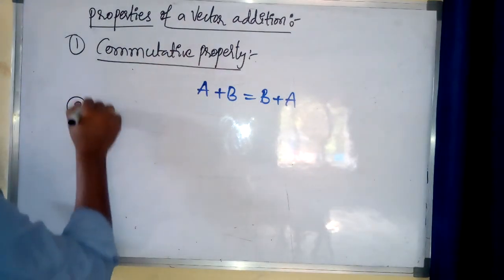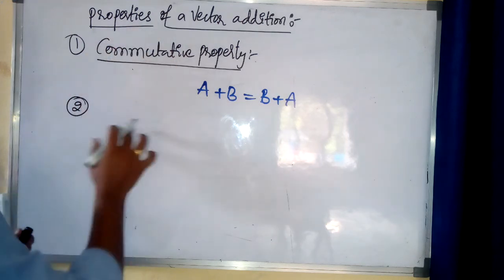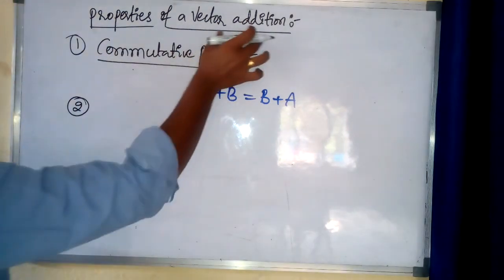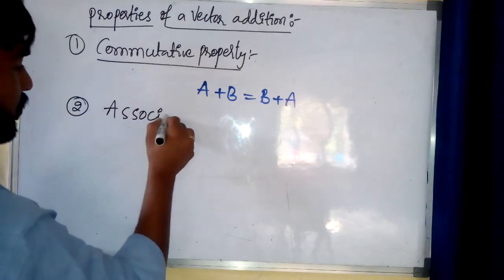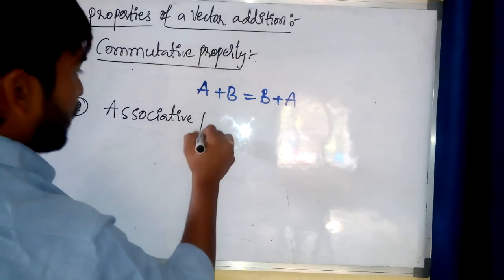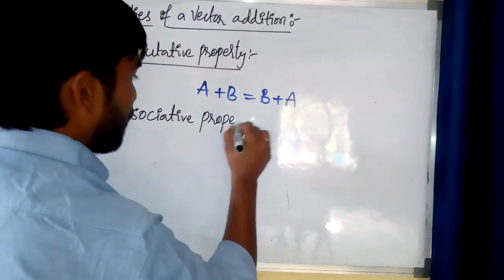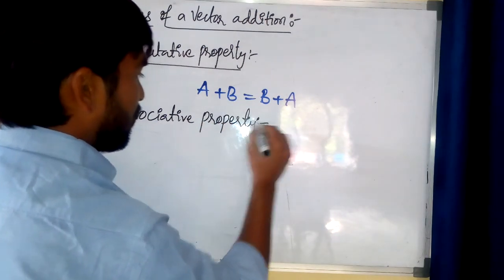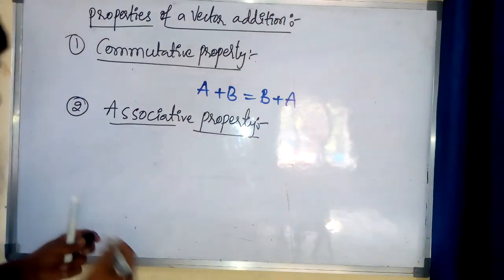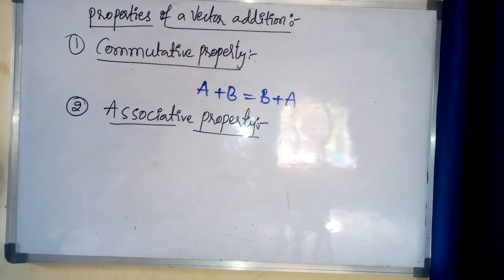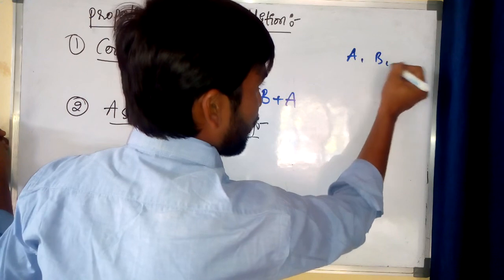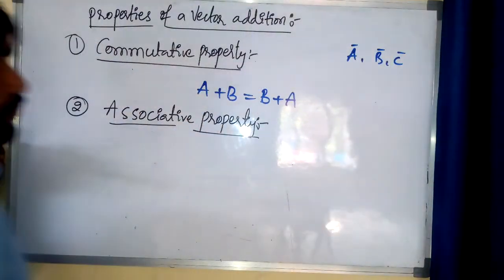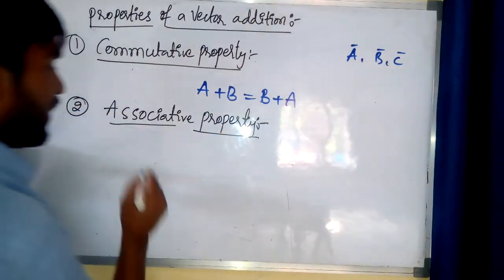Then the second one: vector addition satisfies the associative property. So what is the associative property? We need to study that. For example, we are taking three vectors, A bar, B bar, C bar.